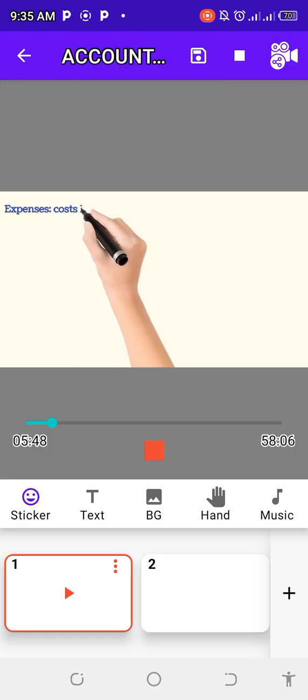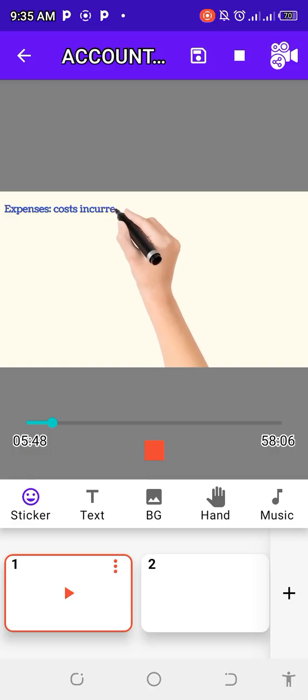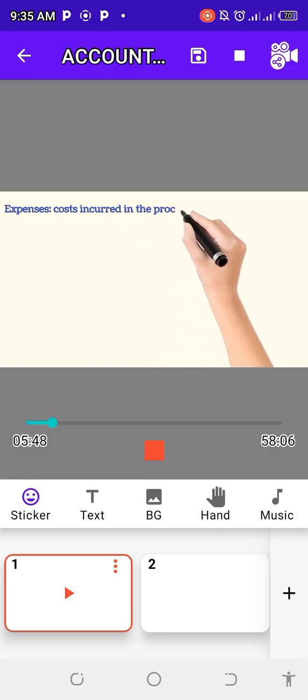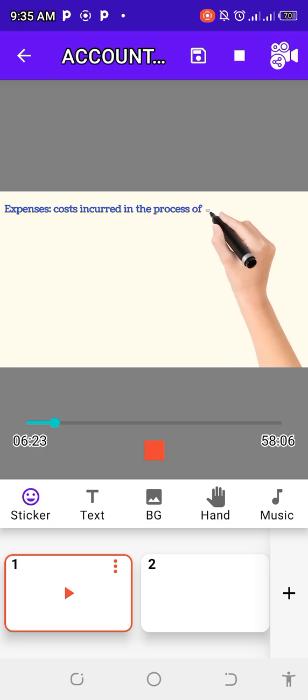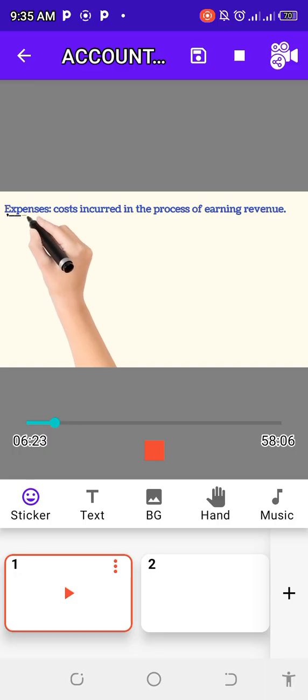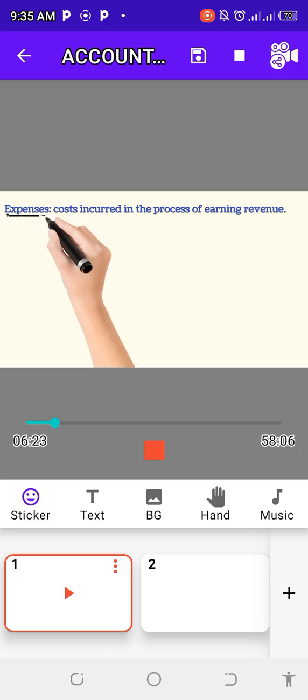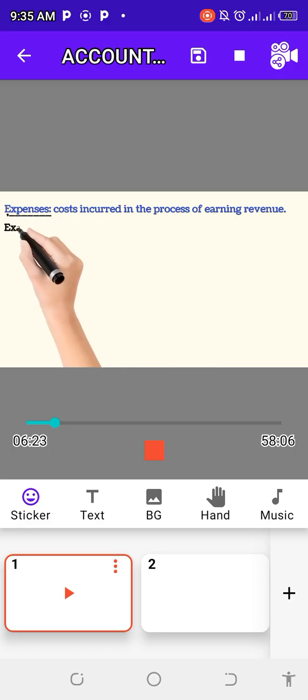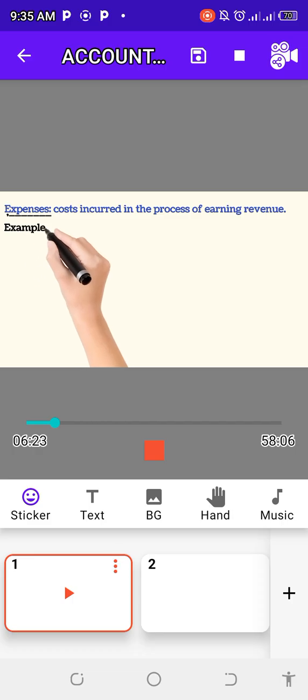Now, we take a look at expenses. Expenses are costs incurred in the process of earning what? Revenue. The costs incurred in the process of earning revenue. Simple, that is expenses. The costs incurred in the process of earning what? Revenue.